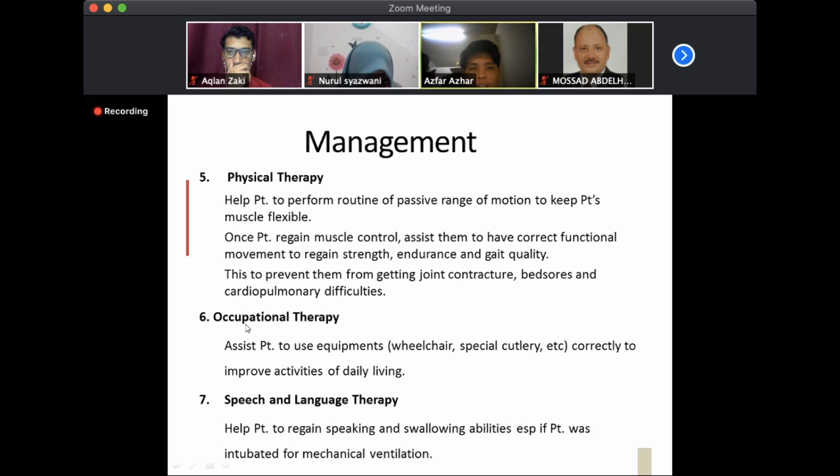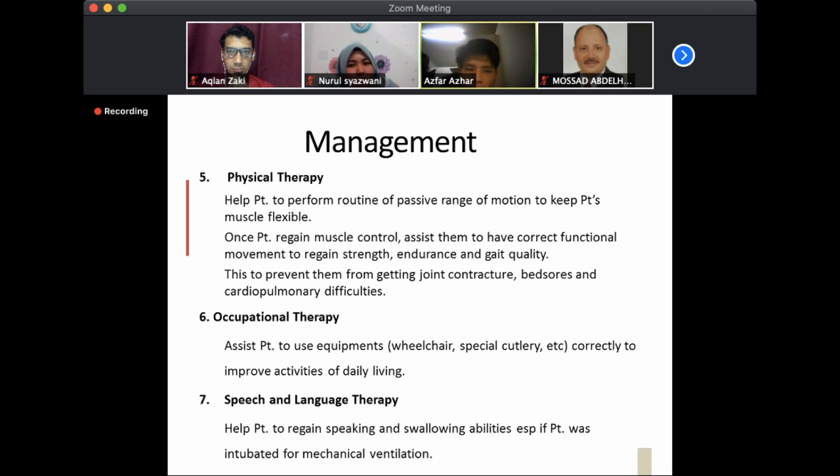Okay, and another management is physical therapy. It will help the patient perform routine passive range of motion to keep the patient's muscle flexibility. And once the patient regains muscle control, assist them to have correct functional movement to regain strength, endurance, and gait quality. This is to prevent them from getting joint contracture, bed sores, and cardiopulmonary difficulties. So this is supportive therapy.